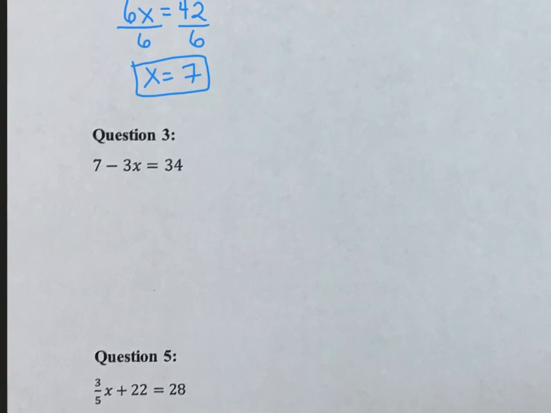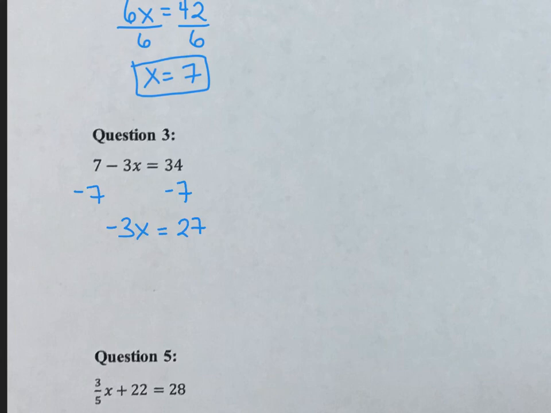And question number 3, same steps. In this case, my constant is in a different order than what we saw in questions 1 and 2, but it's not a big deal. That 7 is a plus 7, so we get rid of the constant first by using addition or subtraction. So we've got minus 7, minus 7. I'm now left with negative 3x equals 34 minus 7, which is 27? Yes, 27. I'm just doing that in my head, but I'm going to check myself just to make sure. 34 minus 7. Yes, that's 27.